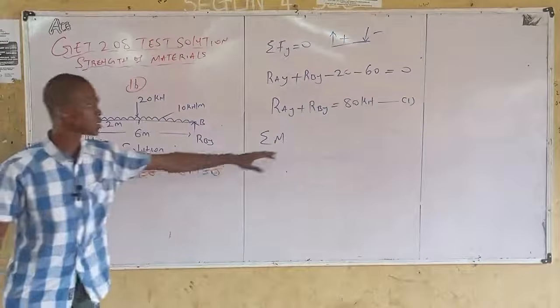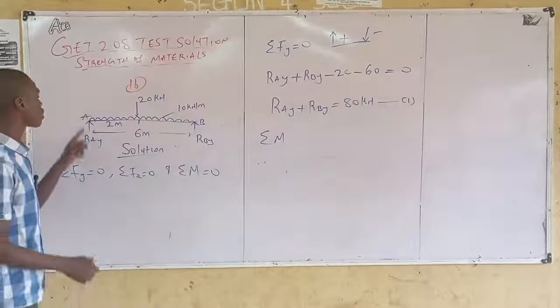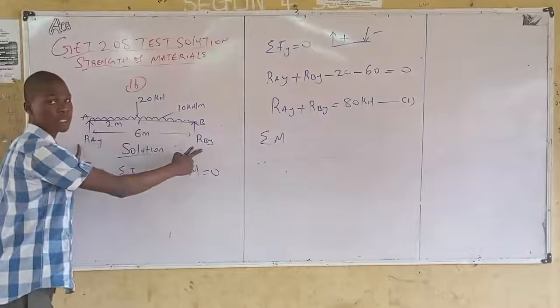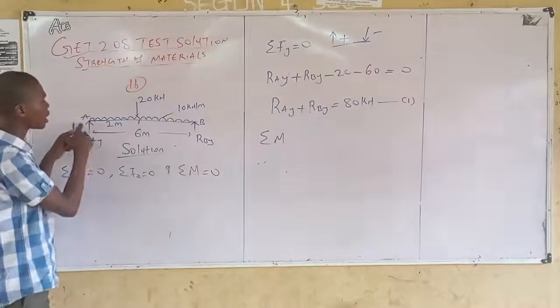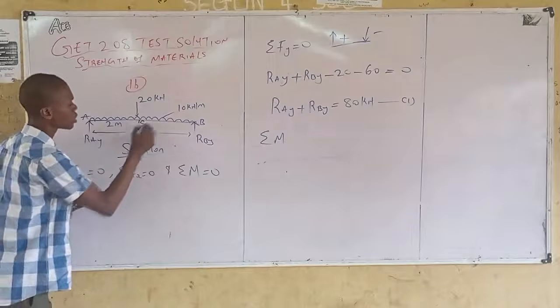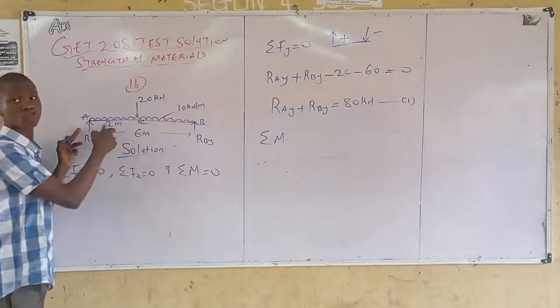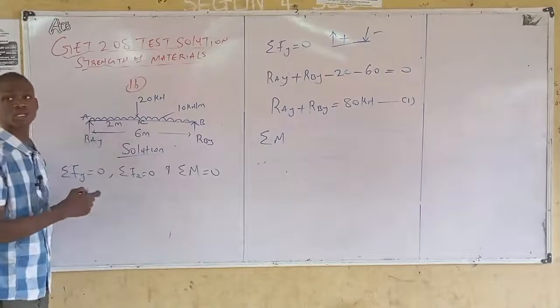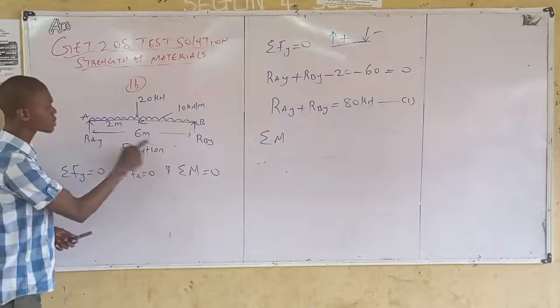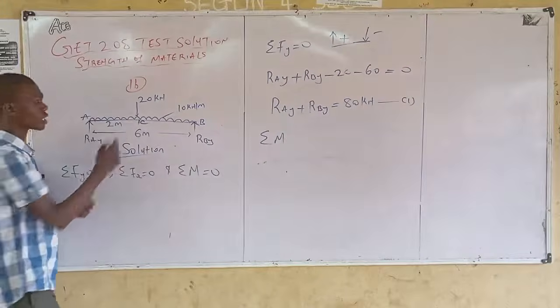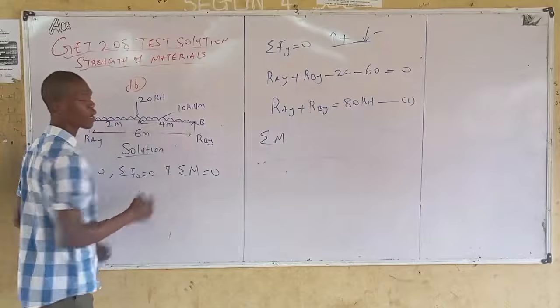Okay, before doing this, from the given question, we are given that A to B is 6 meters, right? And from A, call this place C. We are given A to C to be 2 meters. Then C to B will be what? 4 meters. 6 minus 2, you have 4.